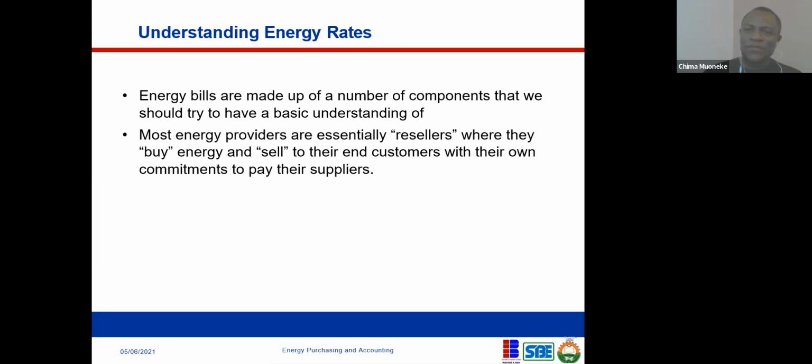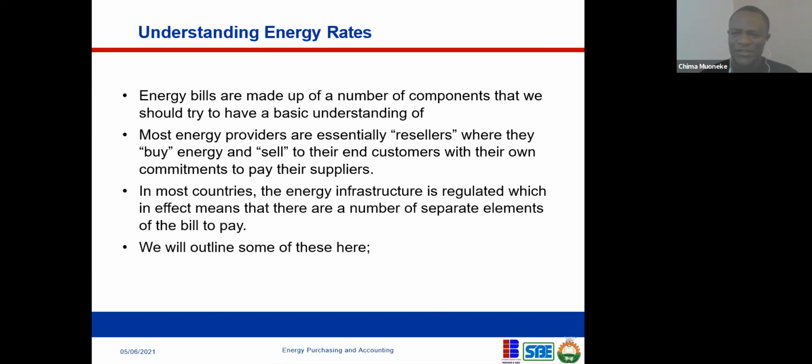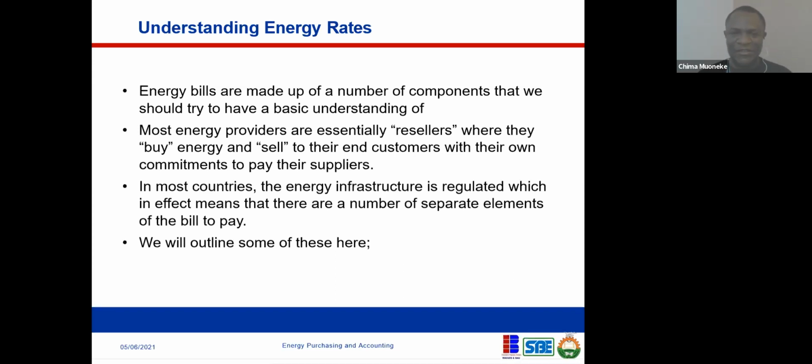So the energy bill is made up of a number of components that we should try to have a basic understanding of, which is what we're going to try to unpack in this session. Most energy providers are essentially resellers, where they buy energy and sell to their end customer with their own commitments to pay back their supplier. So they buy from the generator, they sell to you, they collect money, they pay back to the generator and the gas supplier, where the primary fuel comes from gas and all of that. In most countries, the energy infrastructure is regulated, which in effect means that there are a number of separate elements of the bill to pay. So we will outline some of those elements in this session.